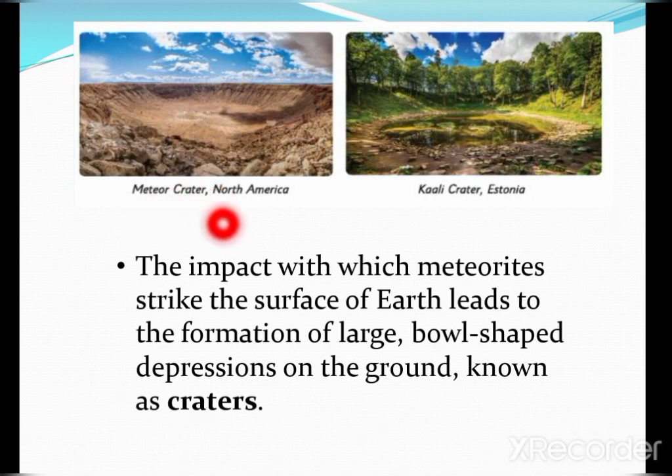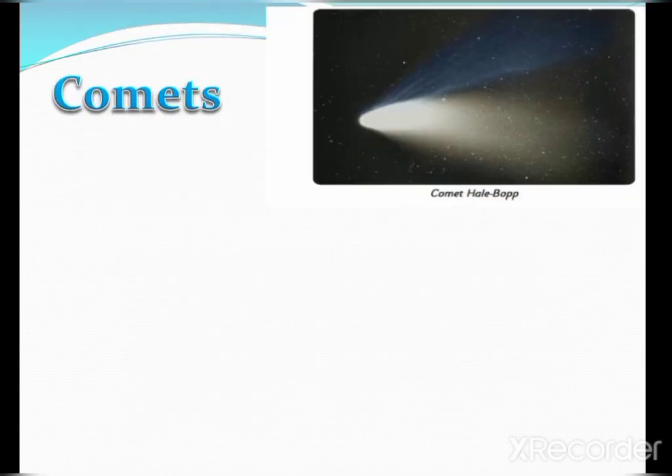Here, Meteor Crater, North America. Kaali Crater, Estonia. The impact with which meteoroids strike the surface of Earth leads to the formation of large, bowl-shaped depressions on the ground known as craters. Meteor Crater is found in North America. This is Kaali Crater, found in Estonia.